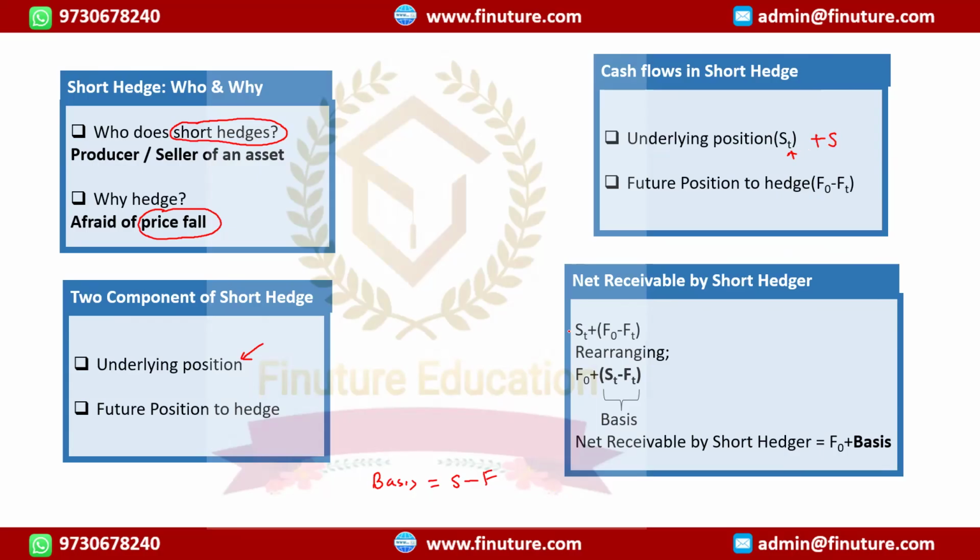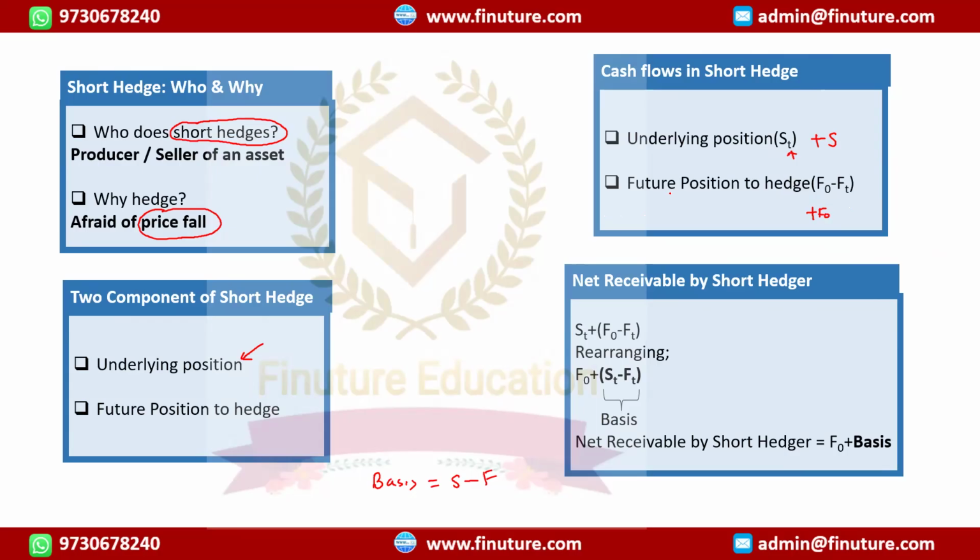So kind of, you are receiving that as an inflow to you. You will deliver that commodity and you will receive that money, say spot price S_T at time T. Now, when it comes to the futures position, to hedge this risk, what he had actually done at t equal to 0, he had agreed to sell at the price F0. So that's why you will receive this F0, because you had agreed to sell that commodity in future at price F0 at time t equal to 0, at the inception of the hedge.